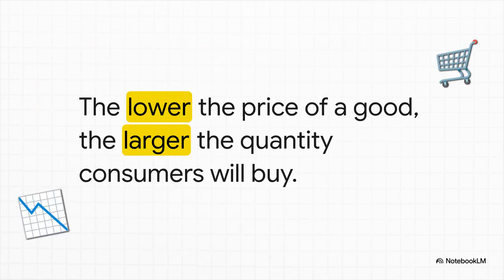And this brings us right to the law of demand. This is a really fundamental idea in economics. All it says is that there's an inverse relationship between price and the quantity people want to buy. So, put simply, when the price of something goes down, the quantity consumers will buy goes up. It's pretty intuitive, right? And this relationship is exactly why the demand curve always slopes downwards.